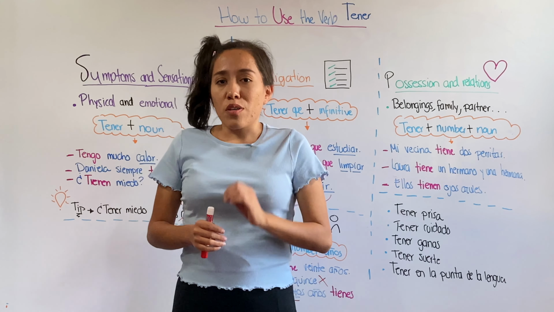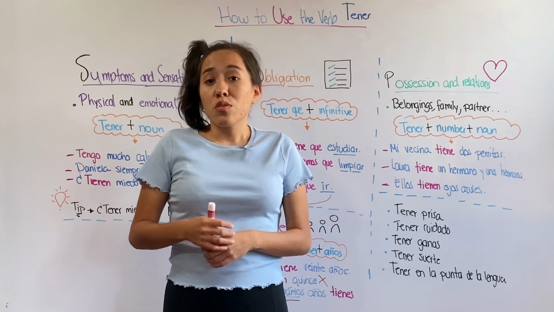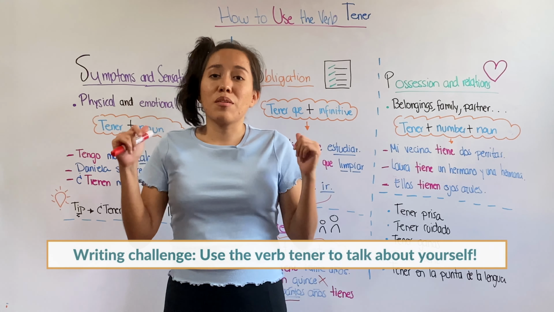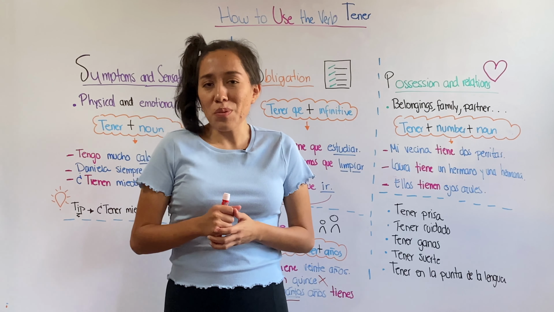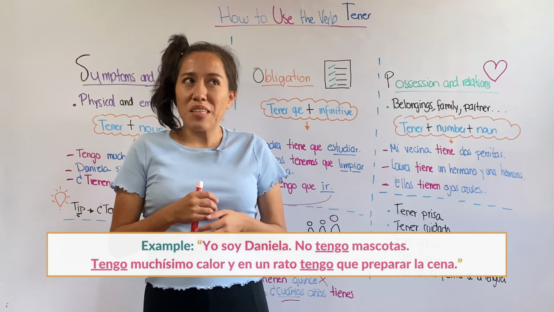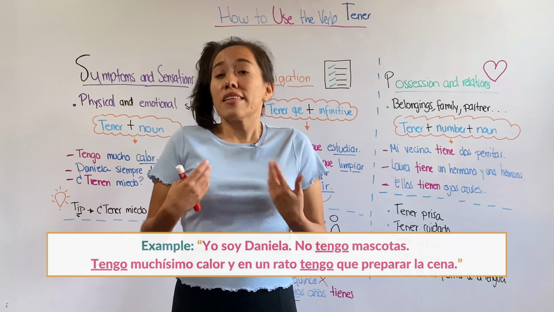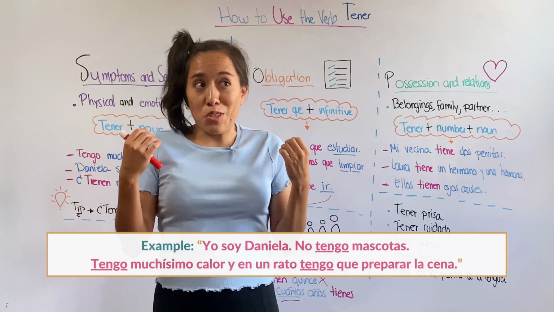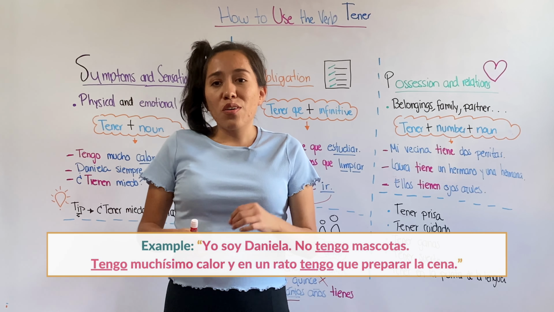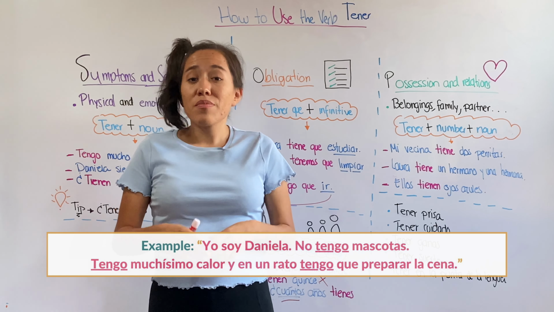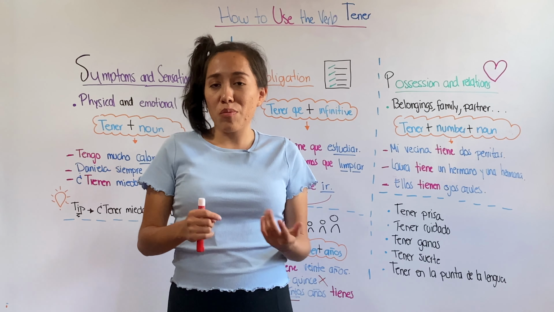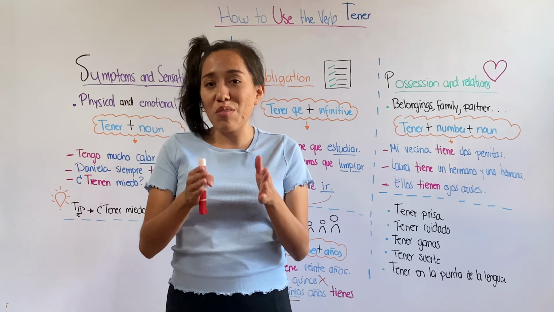So now let me give you a quick challenge. It's going to be very simple. You're going to tell me a little bit more about yourself using the verb tener. Let me give you an example. Yo soy Daniela. No tengo mascotas, although I would like one dog or two. Tengo muchísimo calor. It's true, Mexico is really hot right now. Y en un rato tengo que preparar la cena. So that's my example. You can do the same. Leave your description in the comments and I'm going to help you correct it if you need it.